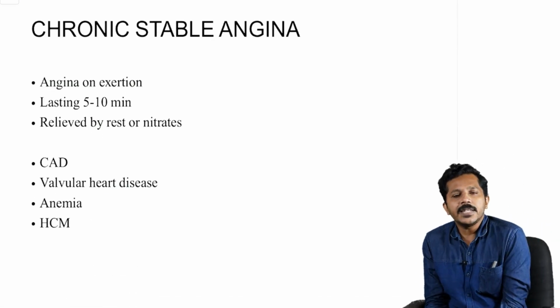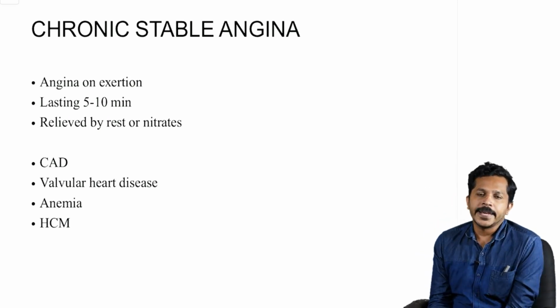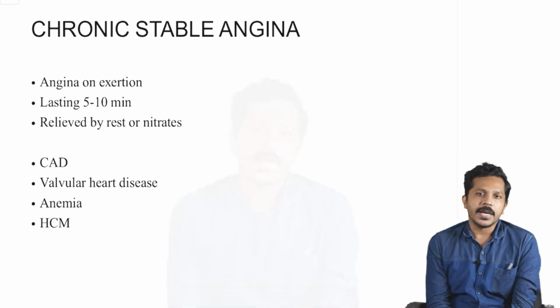The other variant we will be discussing is chronic stable angina. Here the presentation is not acute. The patient presents with chronic chest pain, characterized by the fact that while the patient walks, exerts, or climbs, the patient develops chest pain, but the duration of the pain is usually less than 10 minutes. When the patient takes rest, it subsides, and the pain recurs when the patient exerts for the second time.